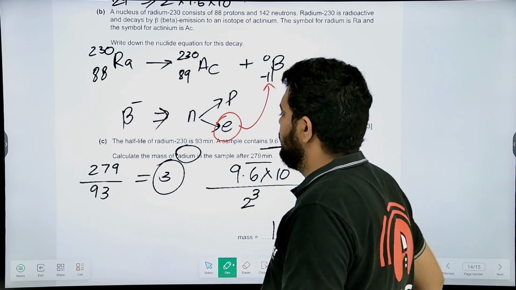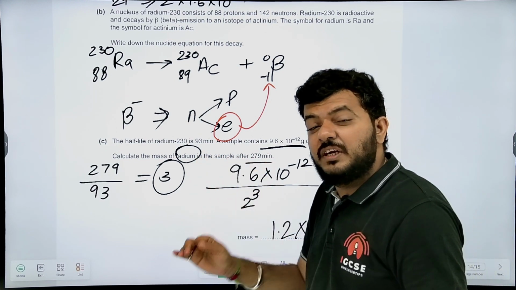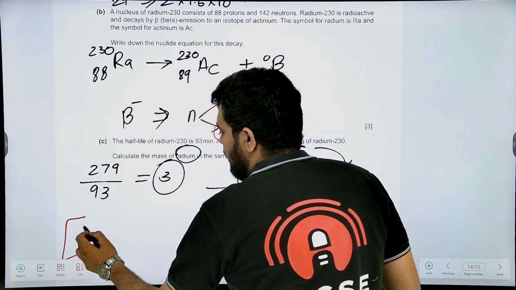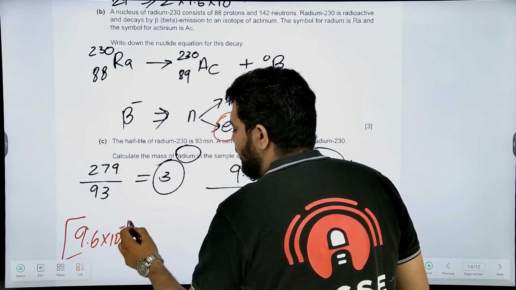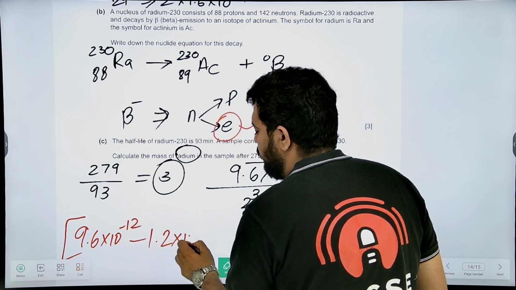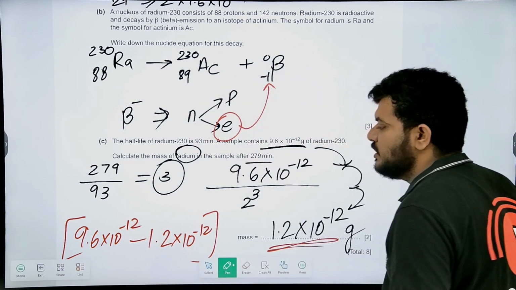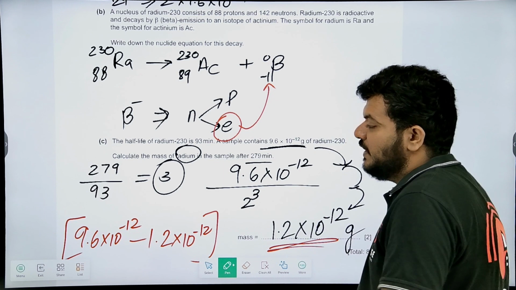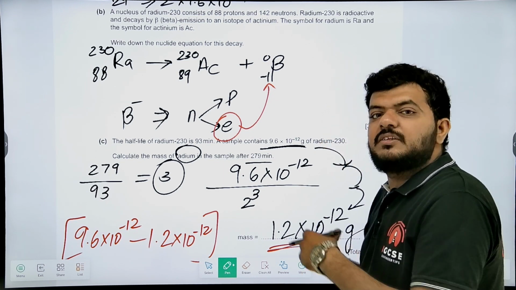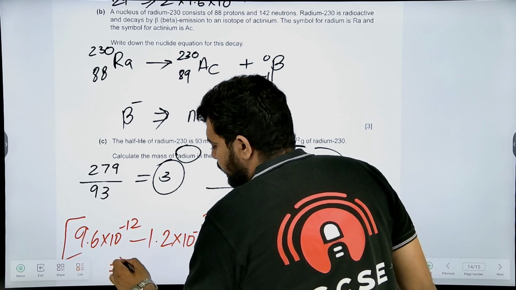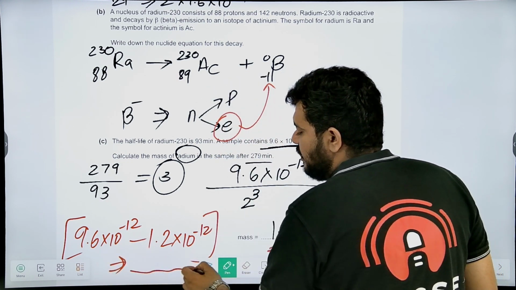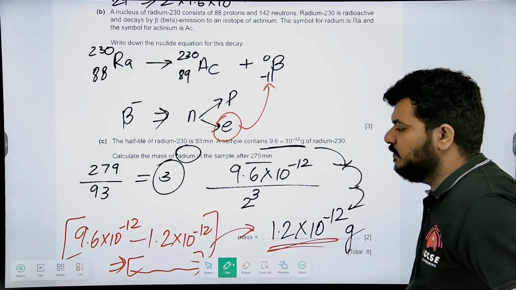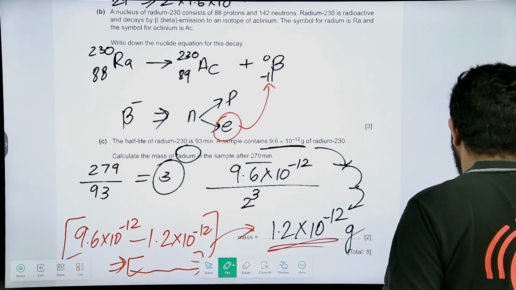Sometimes they change this question and they say, what is the mass of radium that decayed? In that case, you cannot write this answer. In that case, your answer should be 9.6 × 10^-12 minus 1.2 × 10^-12. I am telling this to you because this is a predicted paper. What if they change the question a little bit? What if they ask some variation, right? We expect this to be asked, but obviously we have not seen the paper. So you write the difference of these two values as your answer, right?